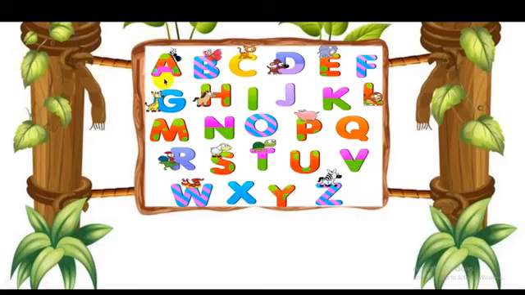Your name is A, but your sound is, for example, apple and ant. And this is letter B, but your sound is B, for example, butterfly. Your name is B, and butterfly.